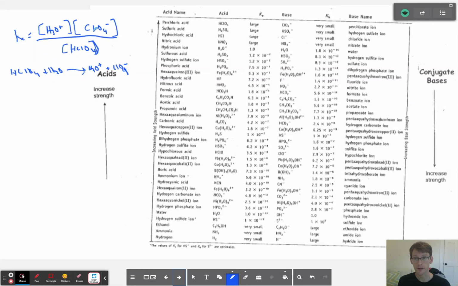Concentration of H3O plus and concentration of ClO4 minus, these are going to be very high. We have a lot of products over a very small amount of HClO4 that didn't dissociate, and that's why we have a very large value of Ka for this very strong acid. Now, if we had a weak acid, then we just wouldn't have a very large amount of H3O plus and conjugate base. We would have a very small amount of it and a whole lot of the non-dissociated molecular acid. And that would be the case with vinegar, C2H3O2, which we just looked at a moment ago.